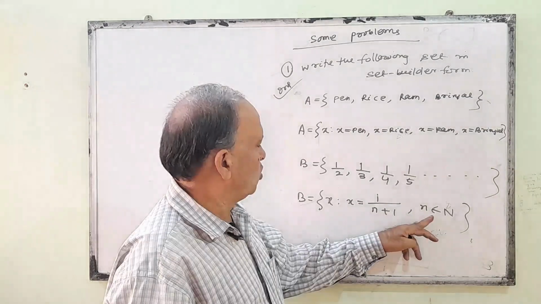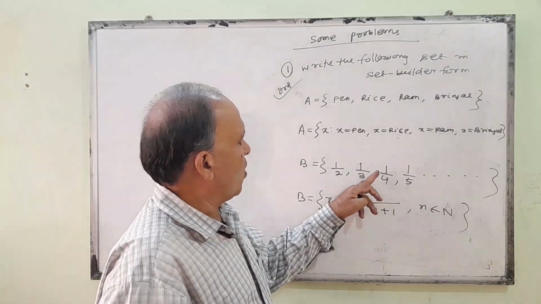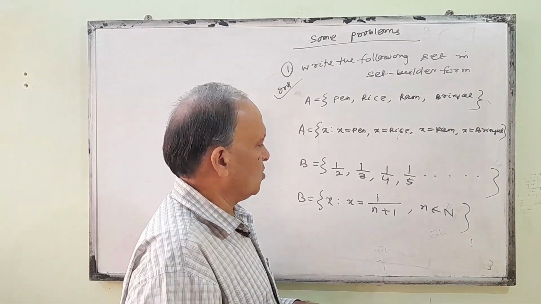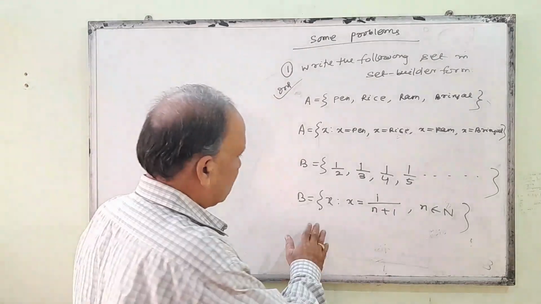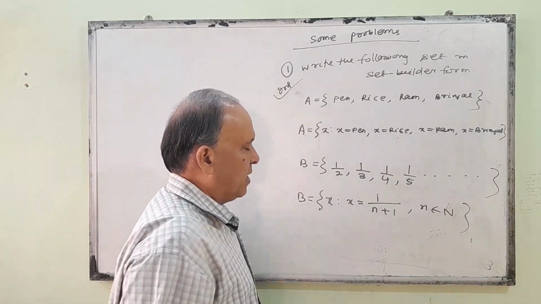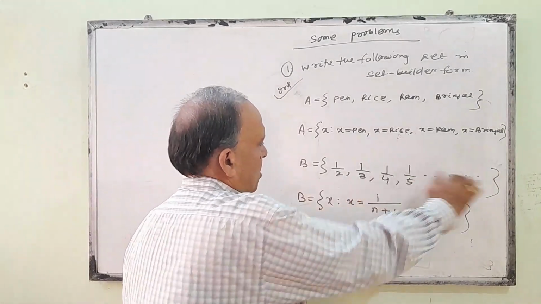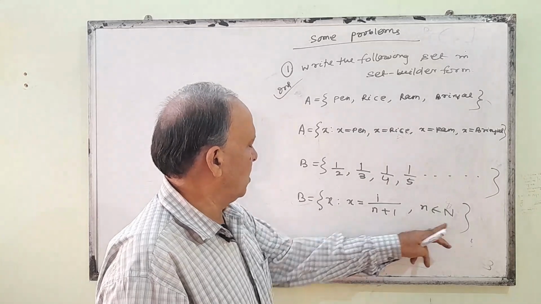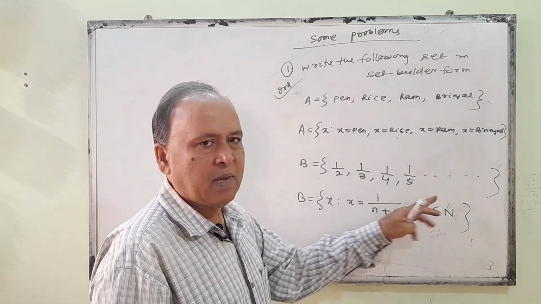Next come to n equal to 2: 1/(2+1), that is 1/3. Then n equal to 3: 1/(3+1), that is 1/4. Then 1/(4+1), that is 1/5, like this. In reverse manner, the question can also come like this. Suppose B is equal to {x such that x = 1/(n+1), where n belongs to N}. You can write in roster form, then you consider n belongs to N, so you put values and get 1/2, 1/3, 1/4, 1/5, and so on.